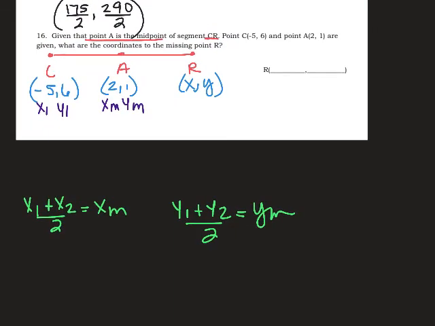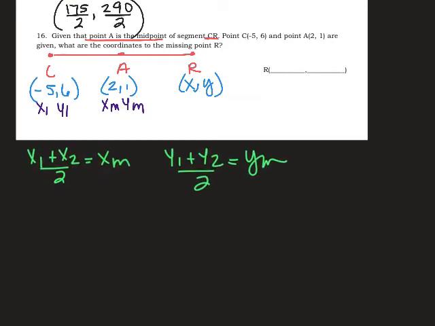All right, so what did I label as X1? -5. For X2, I don't have anything, so you expect an X there. And then what's my XM? 2. Let's do the same thing with the Y's. What's your Y1? 6. My Y2 is Y. And my YM is 1.